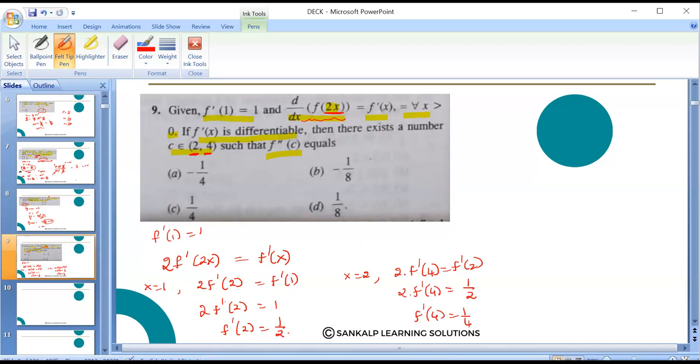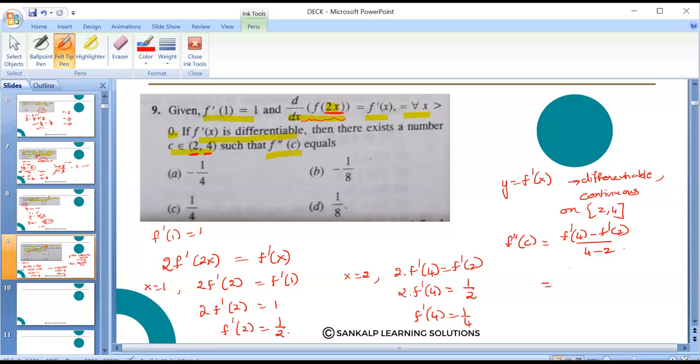Now, according to mean value theorem, we are taking y equal to f dash x, which is differentiable. Differentiable means it is continuous also on the interval 2 to 4. That means the derivative f double dash of c according to mean value theorem will be equal to f dash of 4 minus f dash of 2 by 4 minus 2. F dash of 4 is 1 by 4. F dash of 2 is 1 by 2, by 2. That is minus 1 by 4 by 2, or minus 1 by 8. Option B.